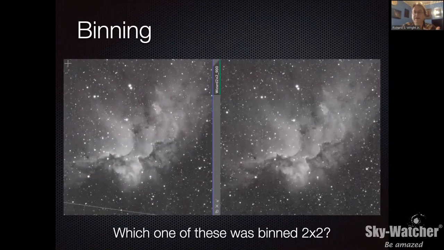I don't like binning except when my seeing is poor or if I'm oversampled. And here's an example. You really can't tell which one of these was binned. If your signal is high and conditions are good, and you're getting round stars, you're giving up a lot of spatial resolution by binning, unless your signal is down in the read noise.